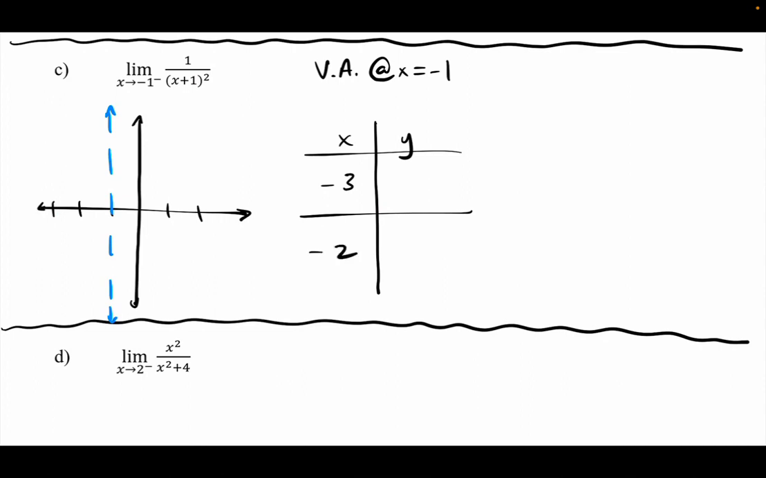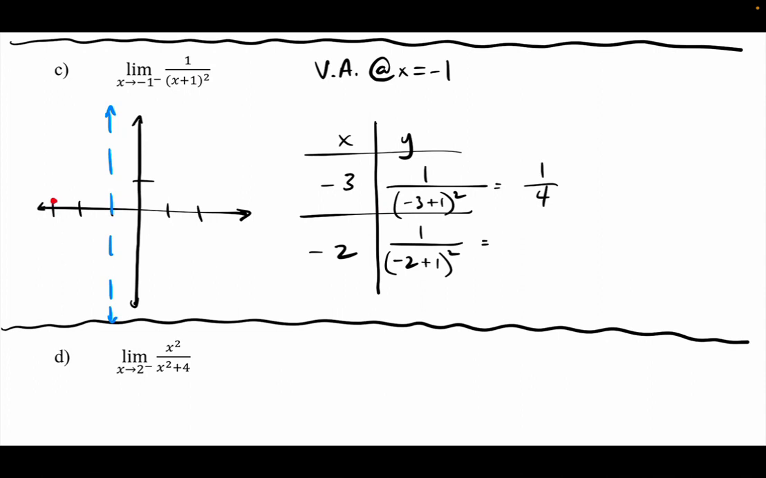Okay. So let me plug it into the original, see where I'm at. -3 plus 1 squared. And then -2 plus 1 squared, right? Okay. All right. So let's see. 1 over, it's going to be -2 squared, which is 4, right? 1/4? So -3, 1/4.